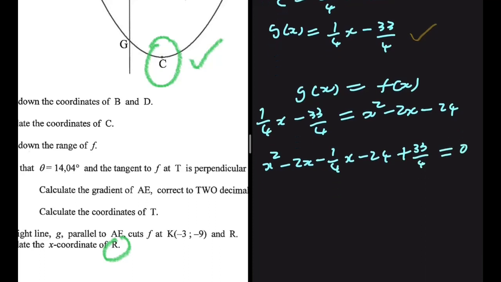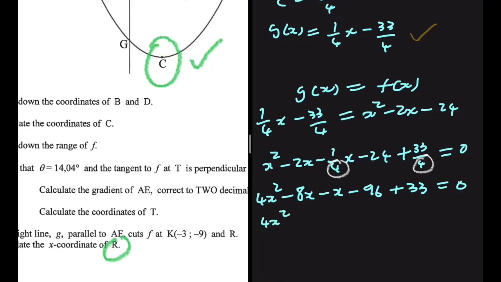It will be wise for us to multiply by 4 because we have 1 divided by 4 and 33 divided by 4. If we multiply by 4, everything sits down. So let's go ahead and do that. We're going to have 4x squared minus 8x minus x, and then 24 multiplied by 4. So that is 24, 48, 96, plus 33 equals 0. So if we solve that, we're going to get 4x squared minus 9x minus 63 equals 0.